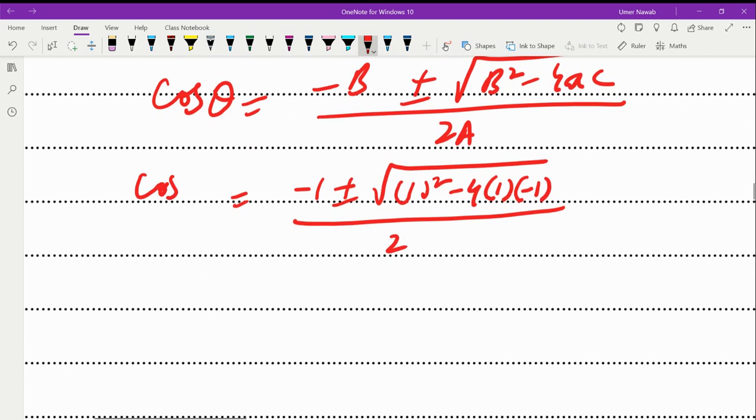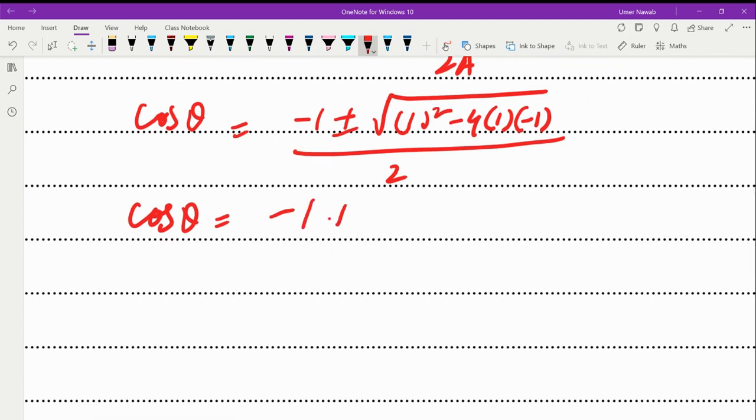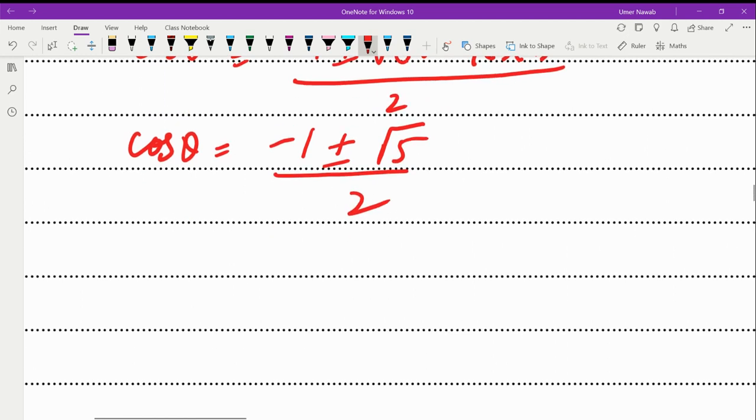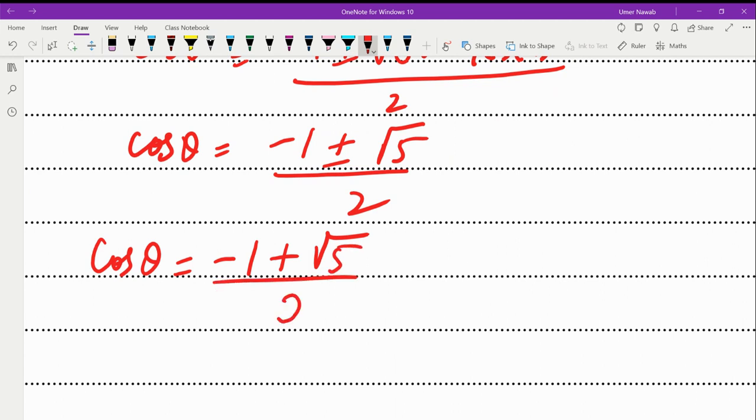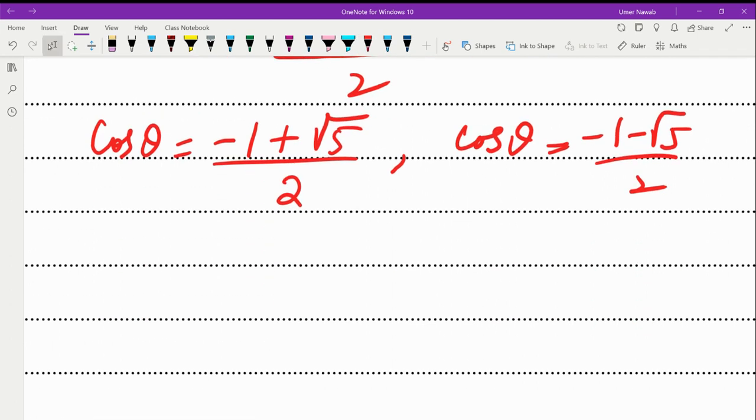Now I'm going to get my answers in a surd form. So minus 1 plus minus square root of 5 over 2. Cosine theta is giving the answer in a surd form. So either I'm going to get minus 1, one root with a positive sign, and the other one I'm going to write as a negative sign. So guys, I would suggest you use a calculator now to see what this equals in decimal form.